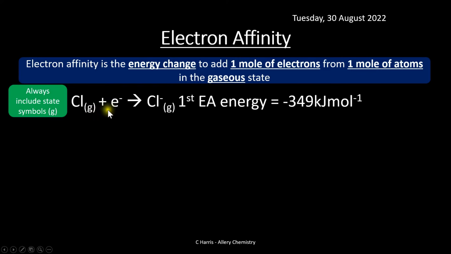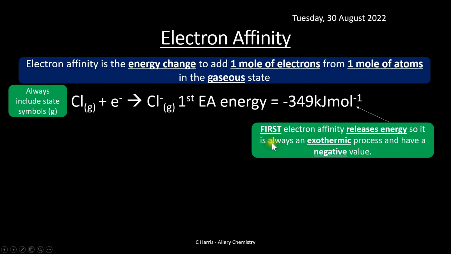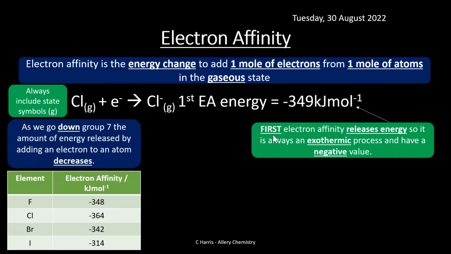Always include your state symbols. Obviously, this is a gas in this case. You've got to be careful here because you will see an example with the second electron affinity, but the first electron affinity always releases energy. So it's always exothermic, always negative. As we go down group 7, which contains your common examples, the amount of energy released by adding an electron to an atom decreases as we go down. So you've got fluorine, chlorine, bromine, iodine, and there are your electron affinity values.